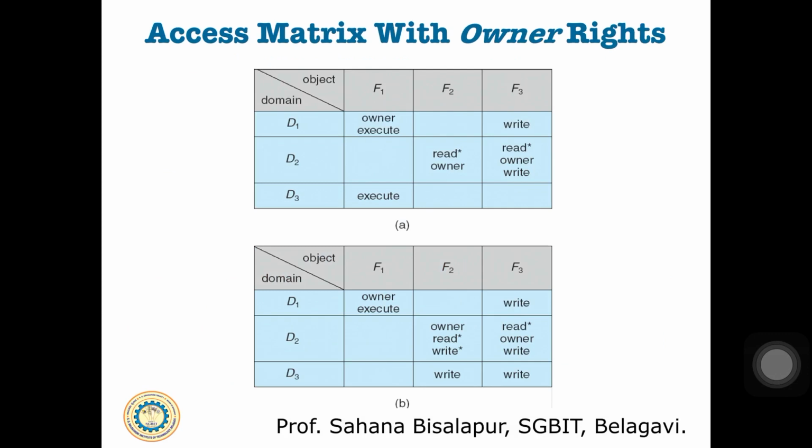D2 has added the write operation into file F2, that is for domain D2 and domain D3, and the same for file F3. Here it has added one more operation, write, for domain D3. So this is what the owner can perform: the owner can add or remove entries from the access matrix.